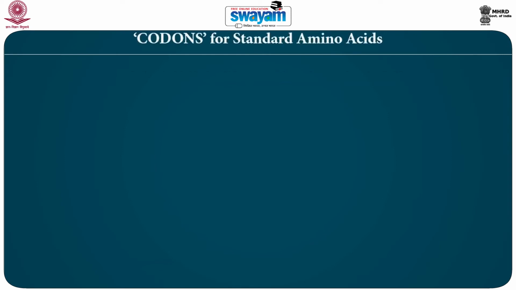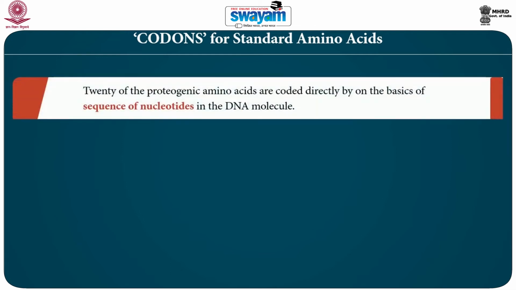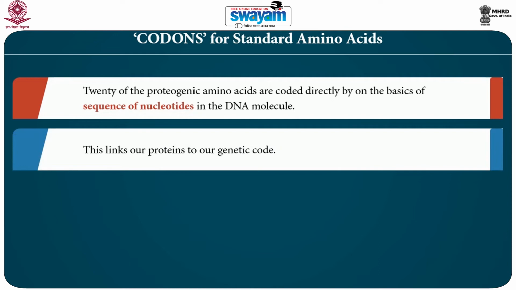Now I want to link your amino acids to your genetic information. Codons for standard amino acids are dependent on the nucleotide sequence on our DNA molecule and code amino acids on our protein. 20 of the proteogenic amino acids are coded directly on the basis of sequence of nucleotides in DNA molecule. This links our proteins to our genetic code.